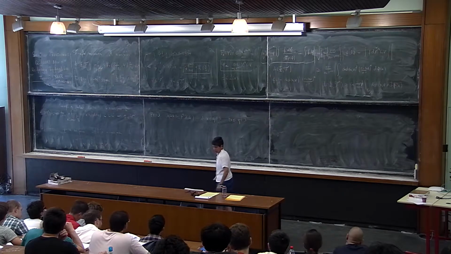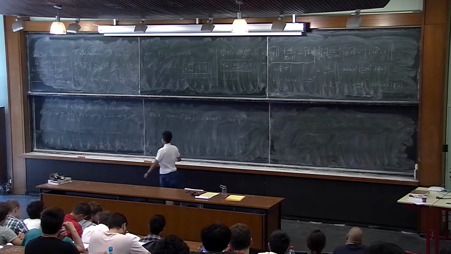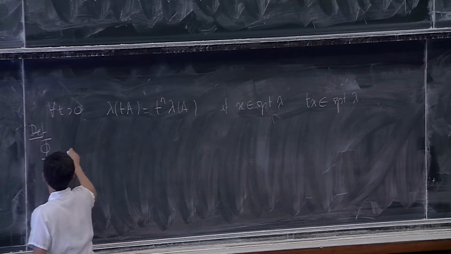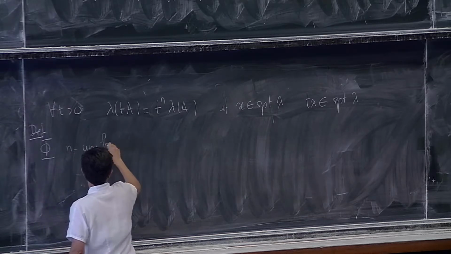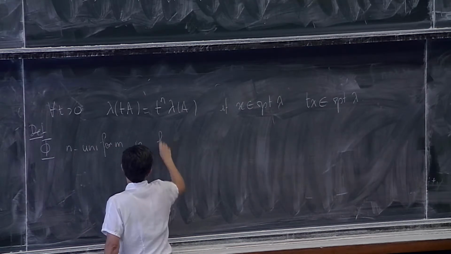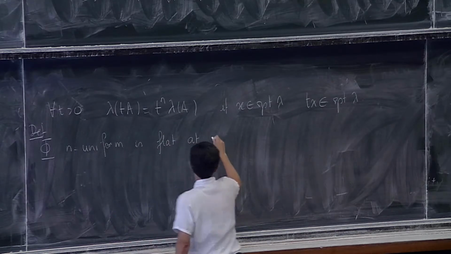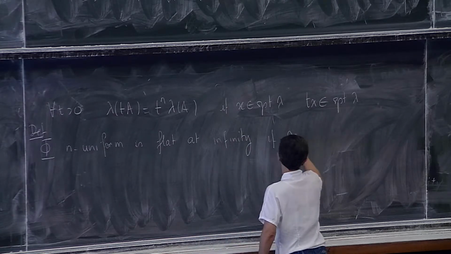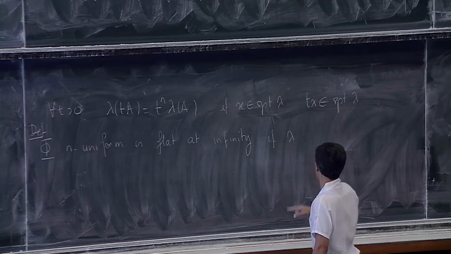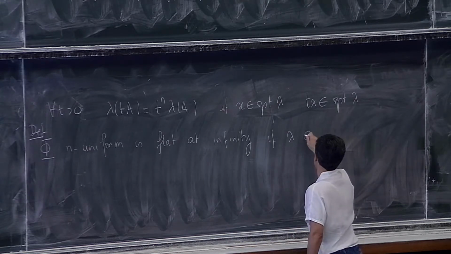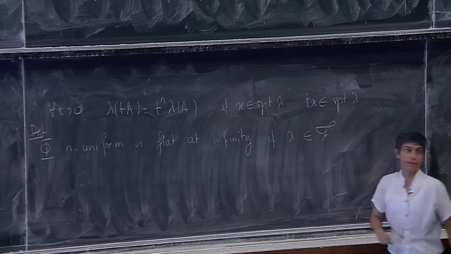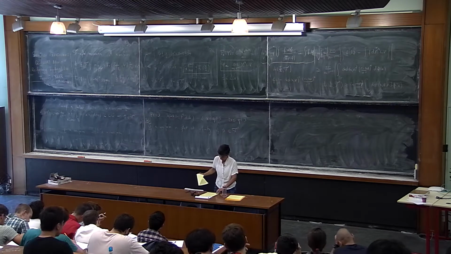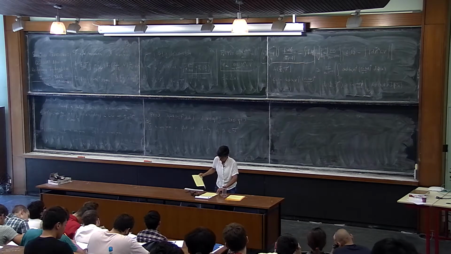And now I'm going to write a definition. We say phi, n-uniform, is flat at infinity if this lambda is flat. Okay?